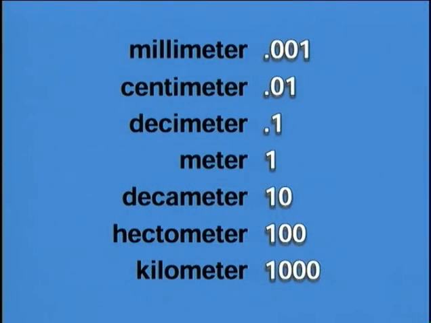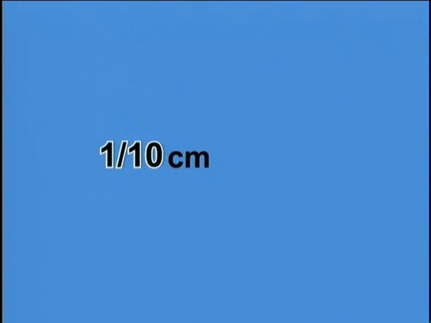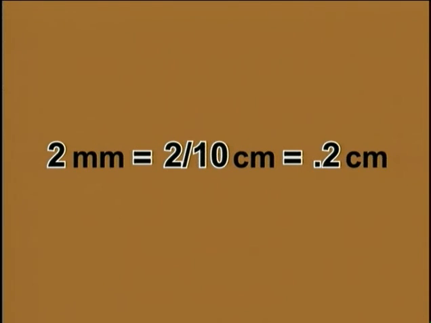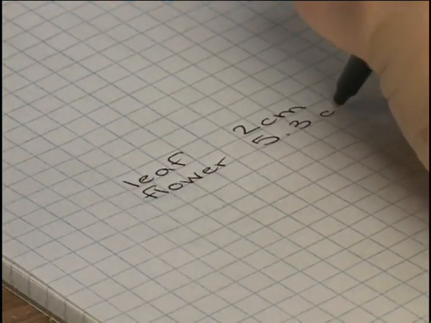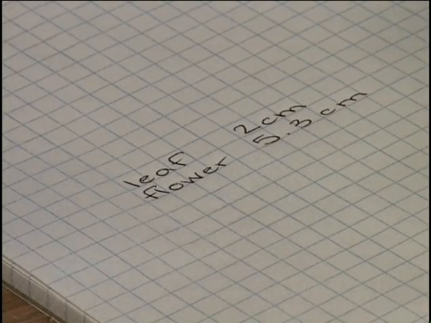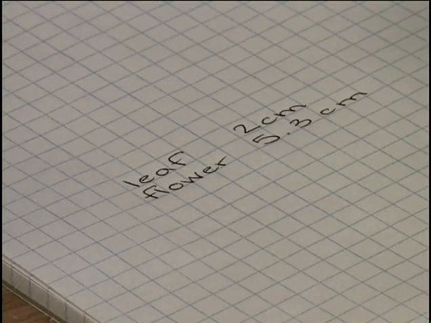Because the metric system is a decimal system, meaning that it's based on the number 10 and multiples of 10, we can easily express fractions, such as fractions of centimeters, as decimals. So, 2 millimeters is really 2/10 of a centimeter, or 0.2 centimeters. Remember, when recording a measurement, it's not only important to correctly record the number, but it's critical to record the unit as well.